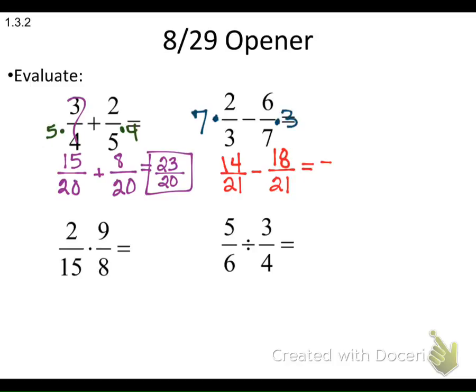Negative 4. And my denominator stays the same. Can that be simplified? No. Nice job. Now remember, your negative sign can go at the top with your numerator. It can go directly in front of your fraction bar, but it may not go down at the bottom as part of your denominator. That would be an incorrect answer. Okay?